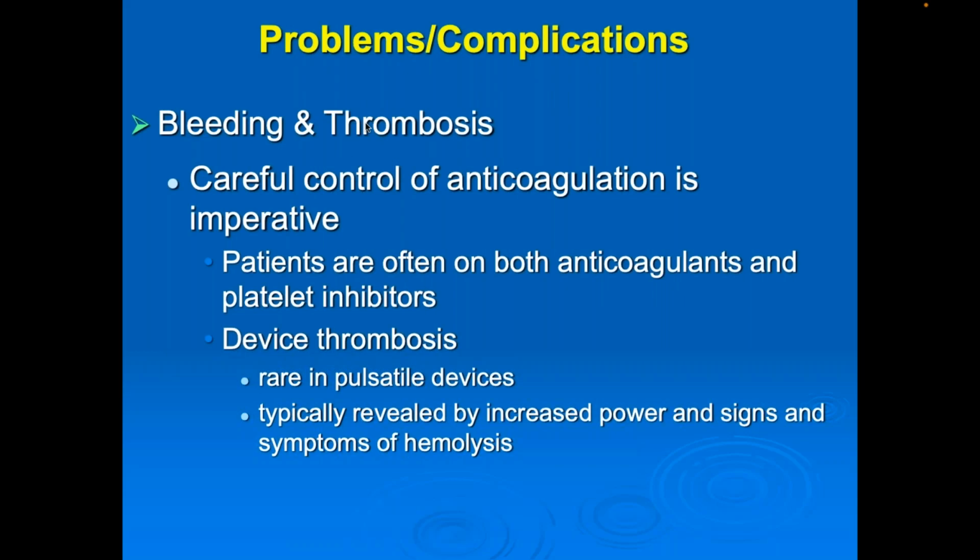Bleeding and thrombosis. Careful control of anticoagulation is imperative. Patients are often on both anticoagulants and platelet inhibitors. Device thrombosis is rare in the pulsatile devices and typically revealed by increased power and signs and symptoms of hemolysis.